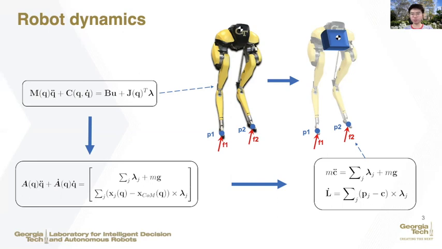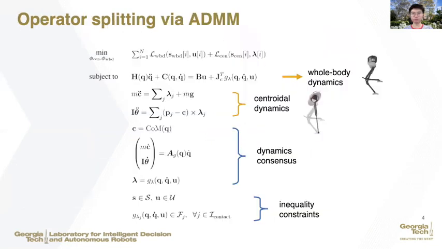However, sometimes the angular momentum produced by the lower limbs matters a lot when trying to achieve highly dynamic motions such as running or backflipping. Therefore, it is also important to account for the whole body dynamics, which the simplified model cannot capture.